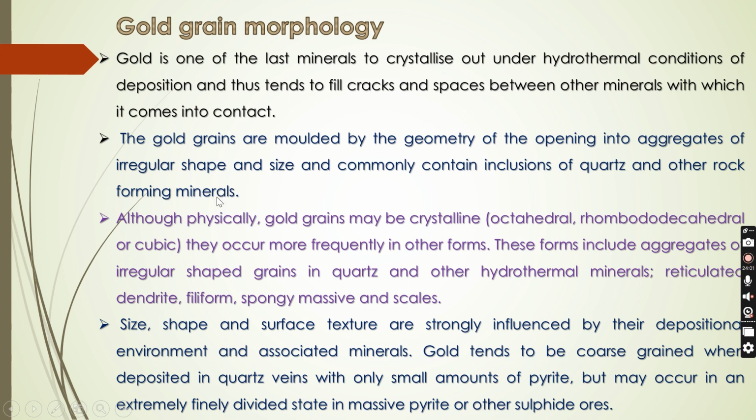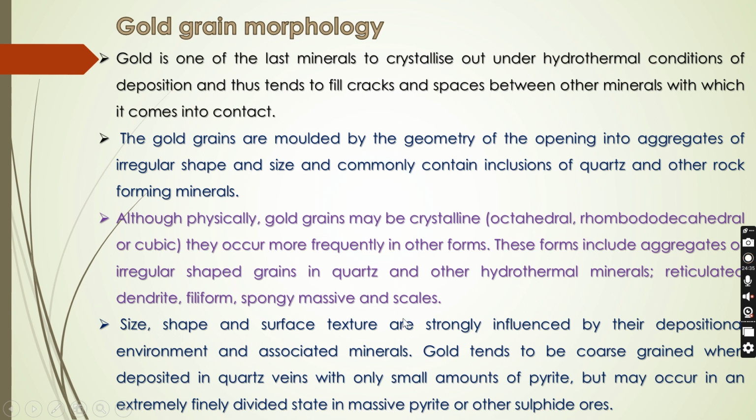Anybody can understand this. Although physically gold grains may be crystalline, like octahedral, rhomboidal, dodecahedral, or cubic, they occur more frequently in other forms. These forms include aggregates of irregular shaped grains in quartz and other hydrothermal minerals, like reticulated, dendritic, filiform, spongy, massive, and scales. So many different types of irregular shapes of gold grains can be found. That is the beauty of gold exploration.